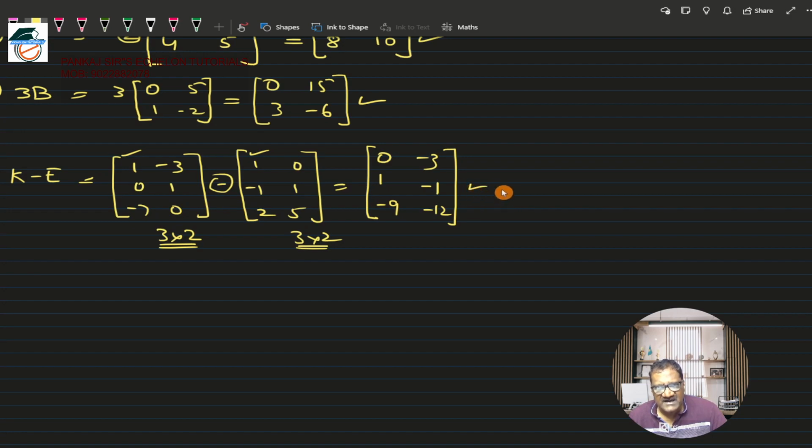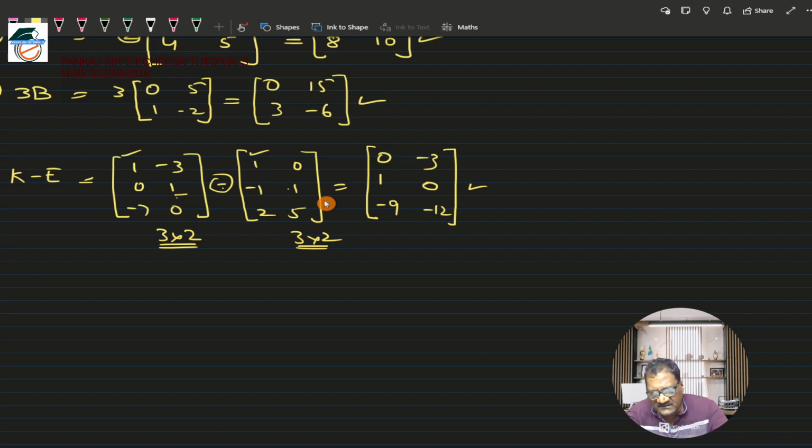So this has to be the answer for question number 7. Let me check the answer for question number 7. The answer for question number 7 is 0, minus 3, correct? Minus 1, sorry, 1 and 0. Okay, here I made some mistake. This has to be 0. Let me check this. Now this is this element. So 1 minus 1 has to be 0. So this has to be 0. Fine. This is 0, right?